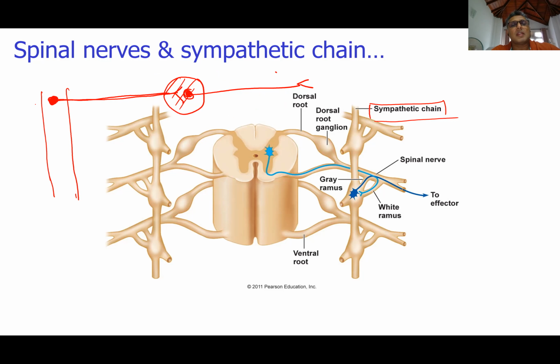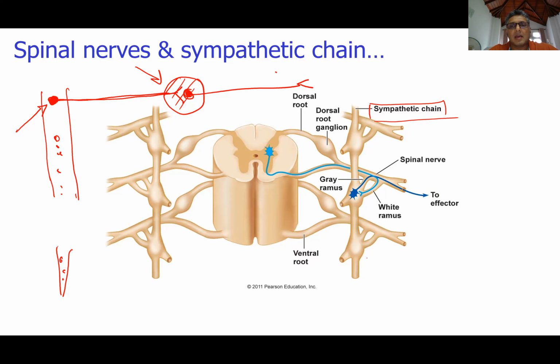When it comes to the parasympathetic, you get these collections of cell bodies in the brain stem in relation to cranial nerves and in the sacral area. When it comes to the sympathetic nerves, you get them in the thoracic region and the upper lumbar region. I have already mentioned it. Thoracolumbar outflow.